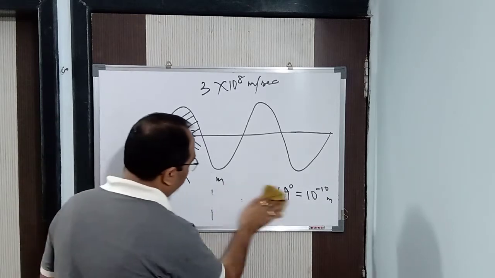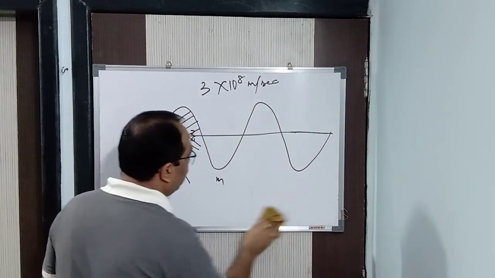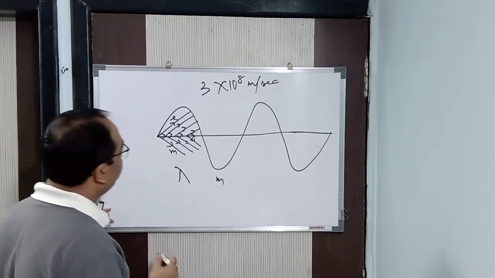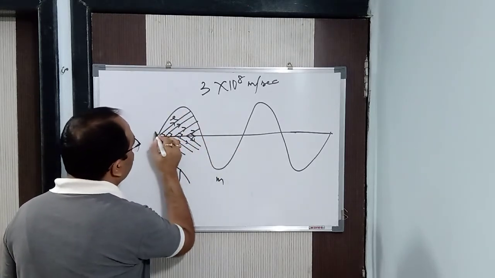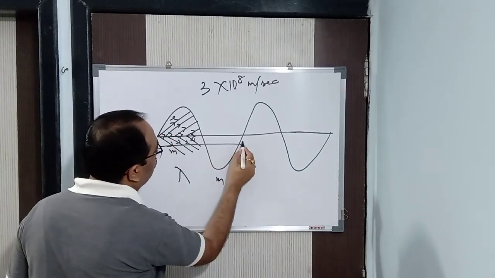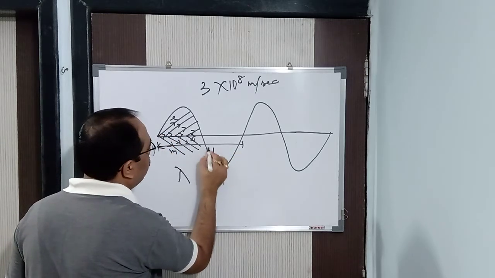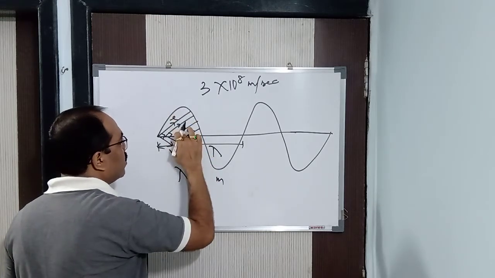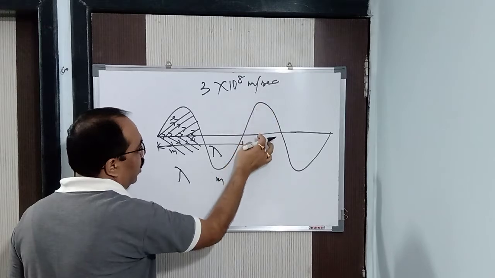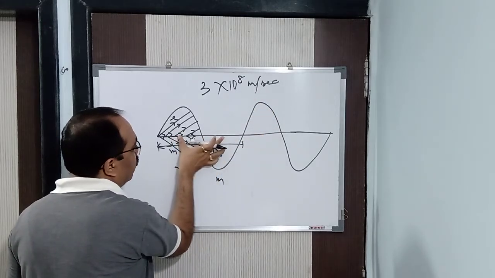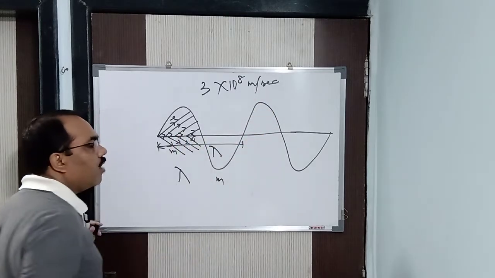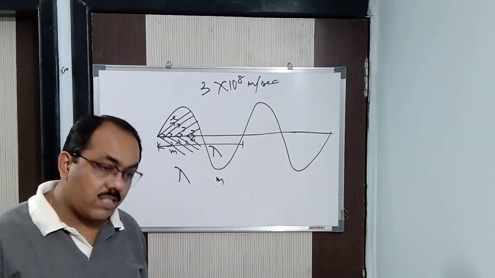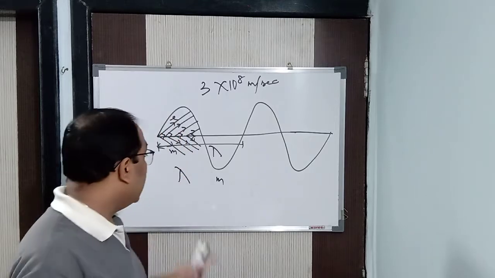Now what is wavelength? It is nothing but the distance between two consecutive crests or troughs. This is the crest and this is the trough. So the distance from here to here is one wavelength. Or you can take this crest and the next consecutive crest, so the distance from here to here is nothing but one wavelength. Whatever it is, the distance between two consecutive crests or troughs is known as wavelength, denoted with the letter lambda.